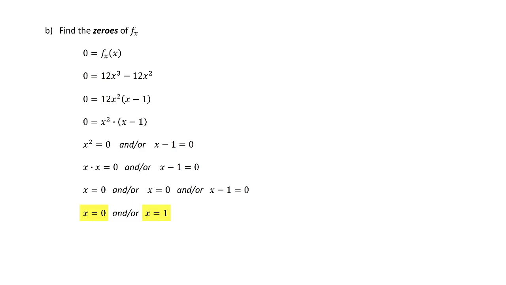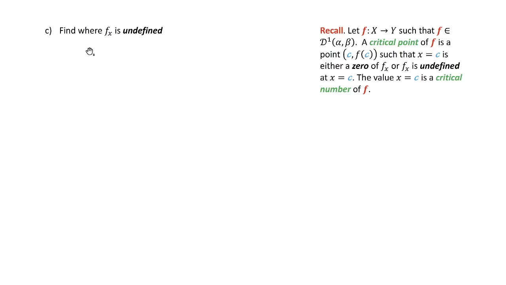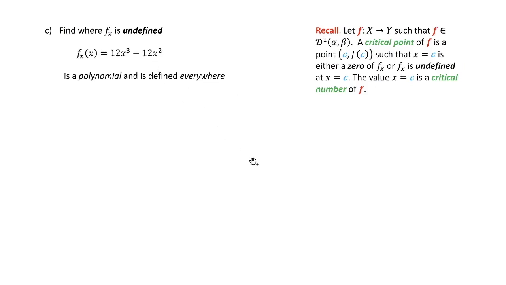Okay, so we know where the zeros are, right? We found the zeros, and now we need to know where the derivative is undefined. So where is it undefined? Well, it's a polynomial. It's defined everywhere. It's never undefined. Generally speaking, it's going to be undefined where it's a divided by b equals 0. Right? Generally, that's the case.